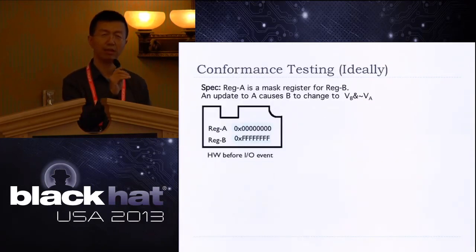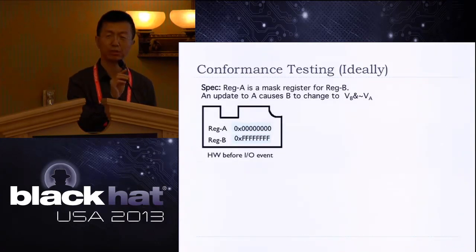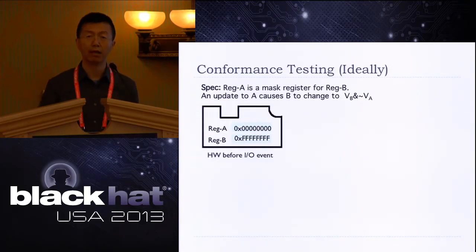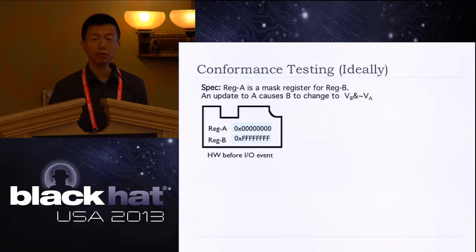So this is a very simple one. We have a device, and let's suppose you only have 2 registers. There's certain logic built into this device. These 2 registers are related to each other. Register A is actually a mask register of B, which means that if you write something to A, the register B is going to update correspondingly.